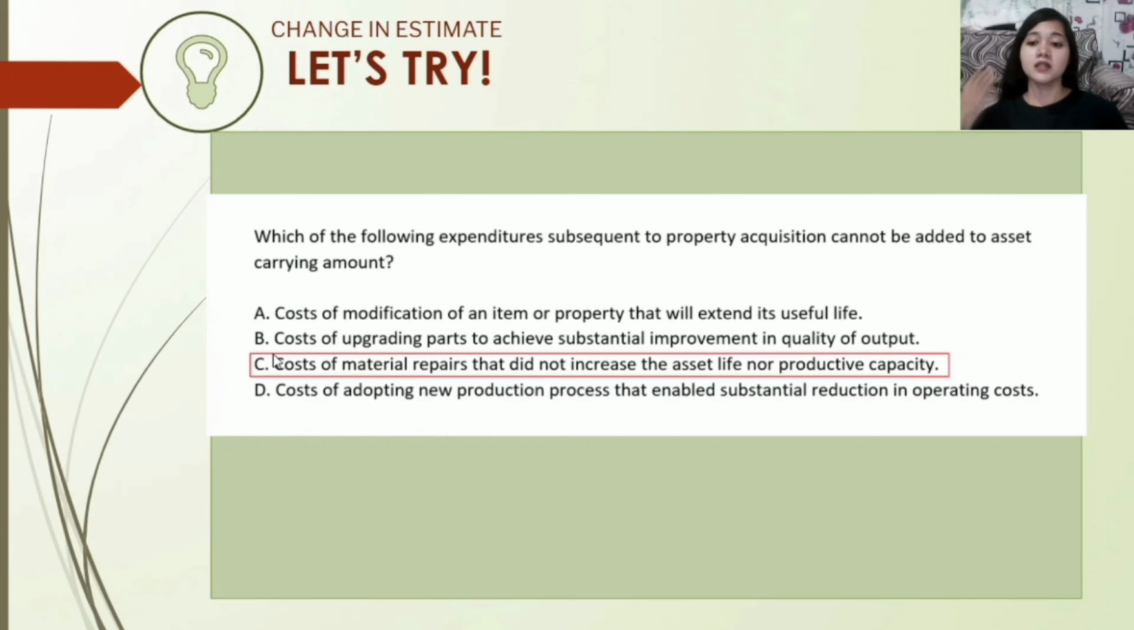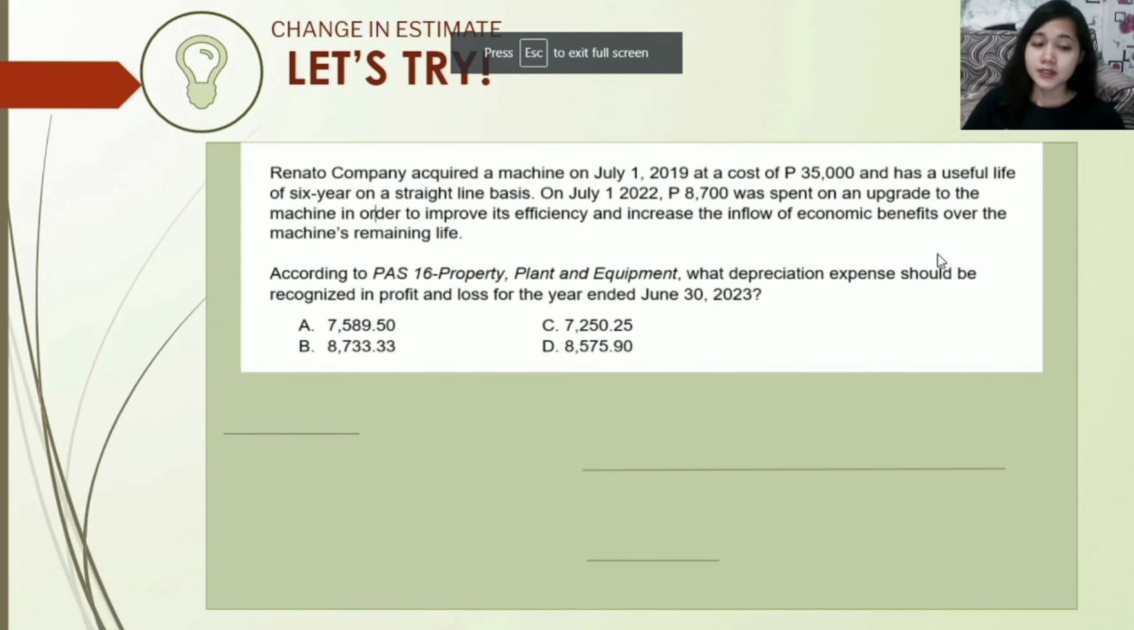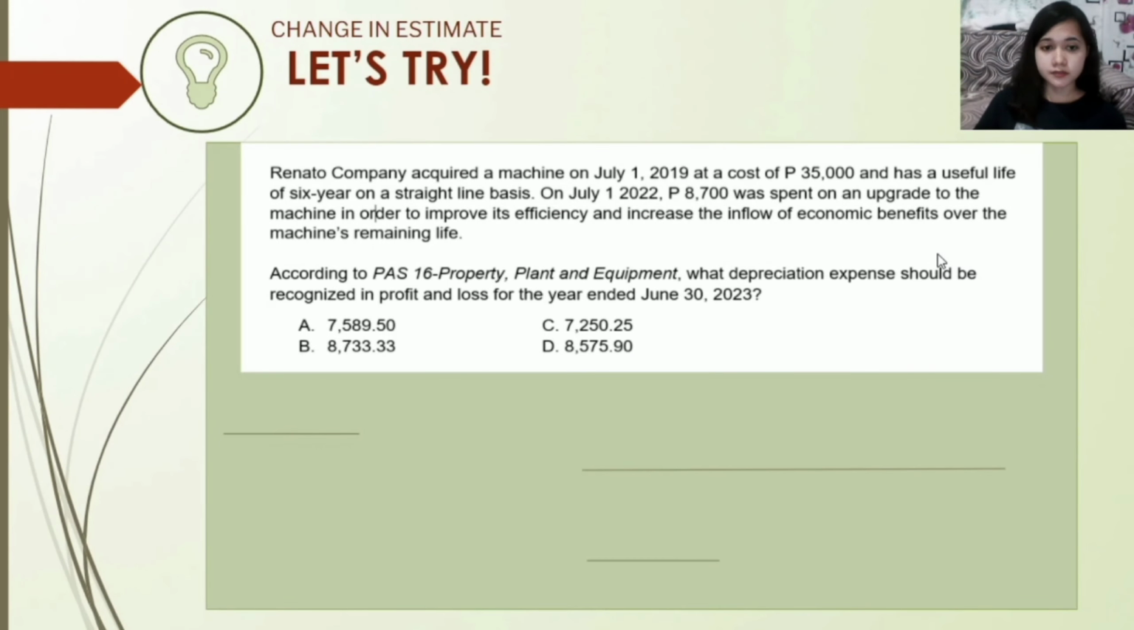And D: cost of adapting a new production process that enabled substantial reduction in operating costs. So, guys, this D is also a kind of capital expenditure. Why? Because it reduces the operating cost, right? So, let's try to compute the new depreciation if there is additional capital expenditure.